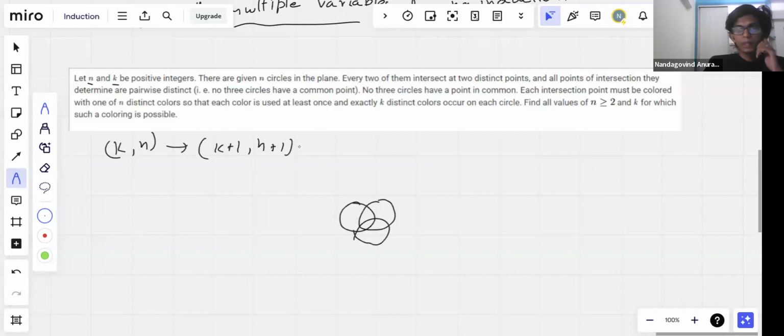These circles have a point in common. Okay, and you want to color each of these intersection points. So let your circles be named C1, C2 until Cn. So here n is 3, and you have colors 1, 2, and 3.